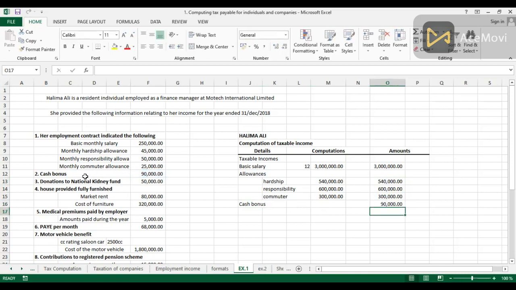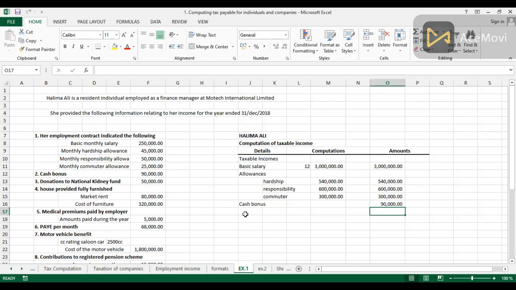So donations to National Kidney Fund, it's unallowable, and you can see that money is going out of her. It's not coming in to her or to him. So money is going out. Then we have the house provided. So for the house, we will wait first because you have to find the employment benefits, total employment benefits.